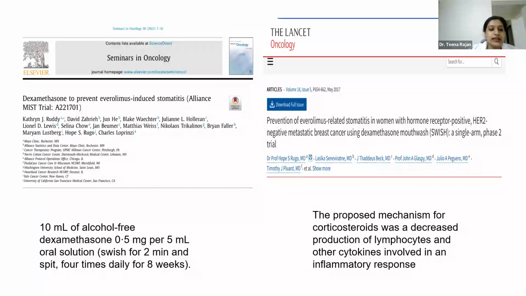Two studies have shown that 10 ml of alcohol-free dexamethasone at 0.5 mg per 5 ml oral solution, swished for 2 minutes and spat out 4 times daily for 8 weeks, reduces the incidence and severity of oral mucositis with everolimus.